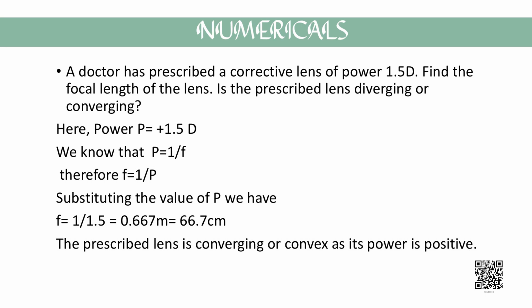Substituting the value of P, we will have f equal to 1 upon 1.5 equal to 0.667 meters. In centimeters, we can write it as 66.7 centimeters. Therefore, the prescribed lens is a converging or convex lens because its power is positive.